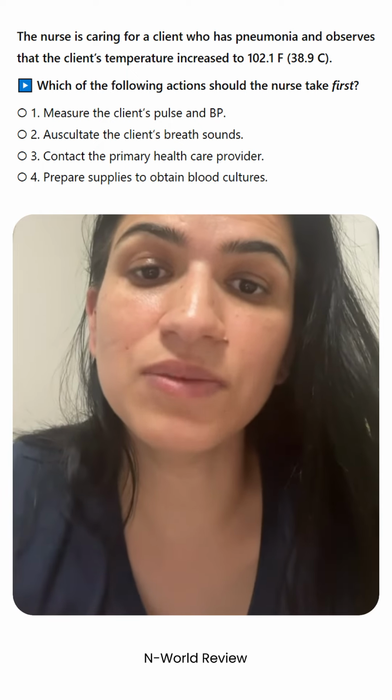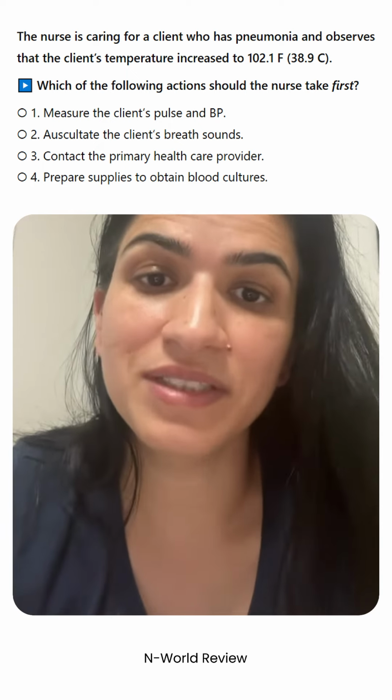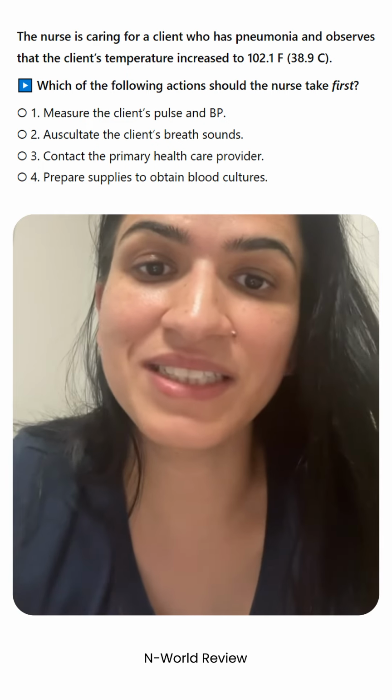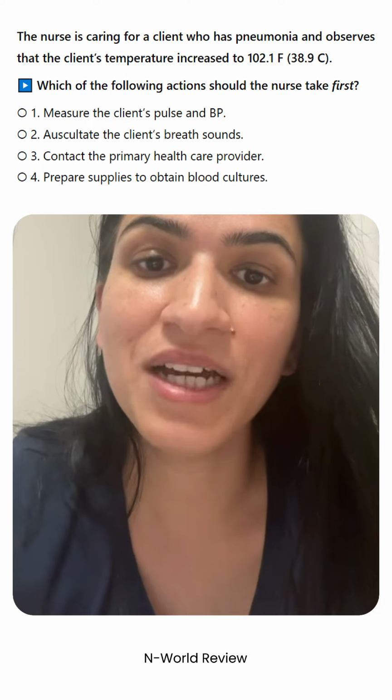I know a lot of nurses will think here that airway comes first, right? But always check the airway if it's needed. Here in the question, it doesn't say the oxygen is compromised, so that can wait.